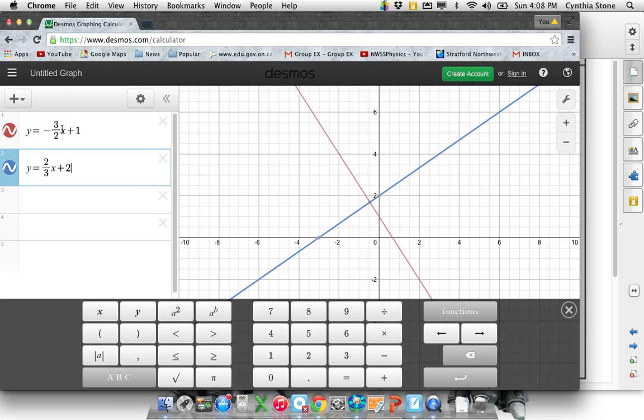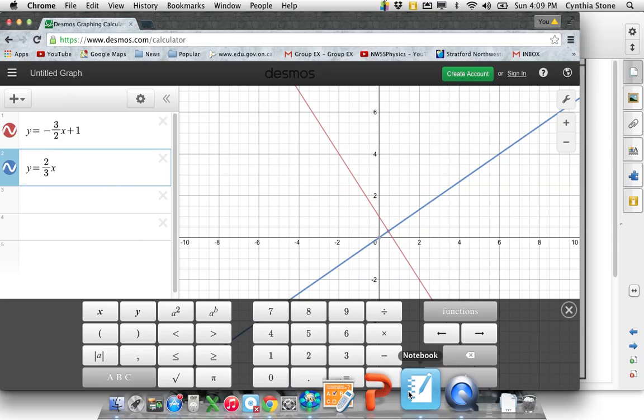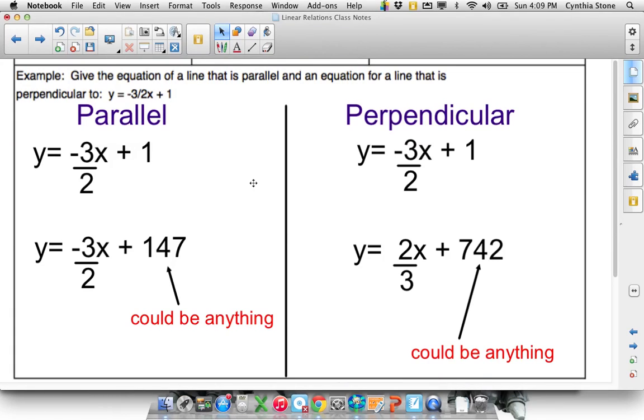Okay, so you flip it and you change the sign, and then the y-intercept, this could be anything. It could be 11, doesn't matter. Again, if I do 147, you're not going to see it. Can't see it on my screen, but anyway, I can make it a direct variation if I wanted to. Okay, so that's finding, and that's a very typical question.